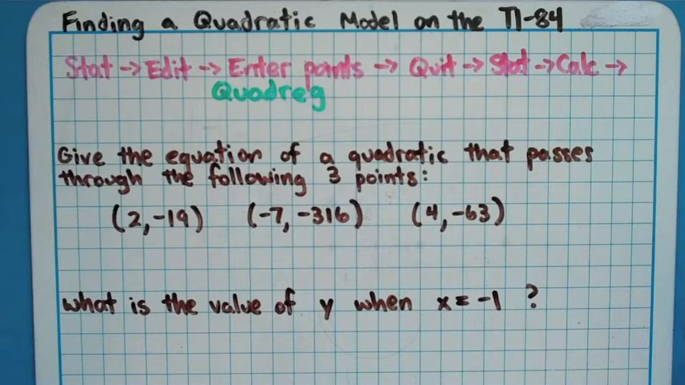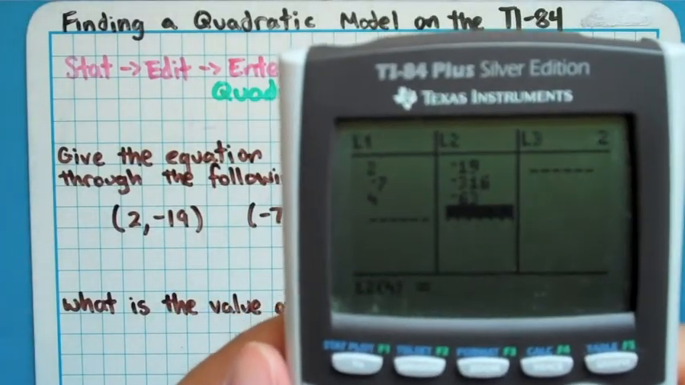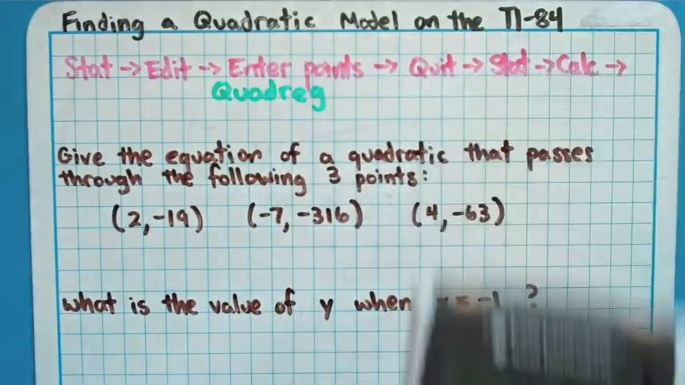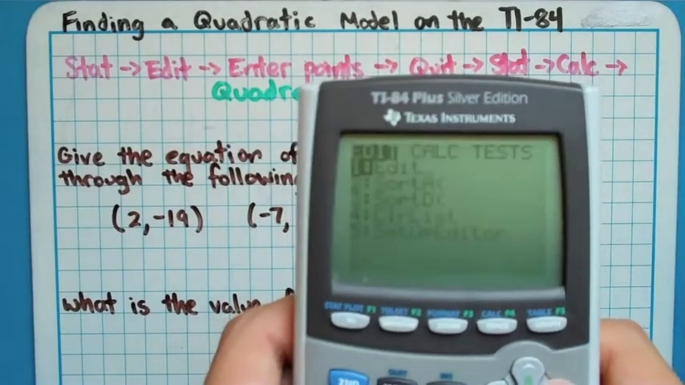Sorry, it's taking a few seconds here. You get your data entered, and it should look something like this. You have your 3 points in there. After your points are in, you want to quit out and go back to stat. So I'm going to go back to stat.